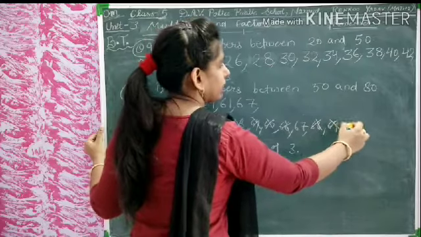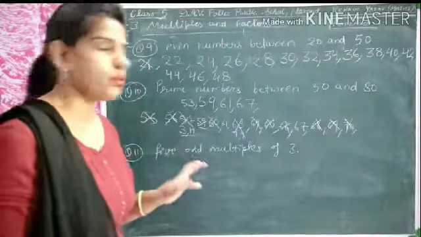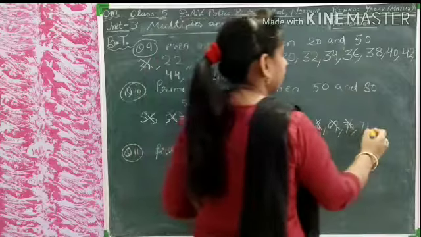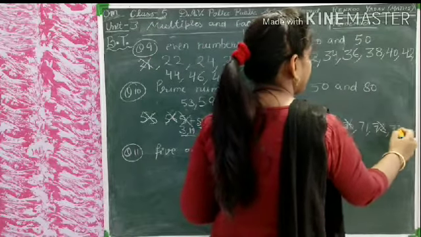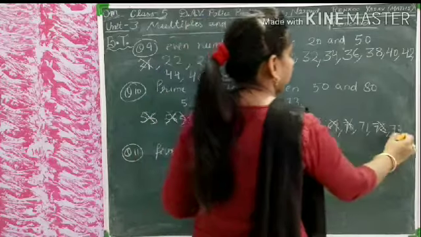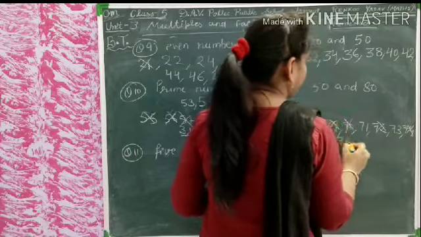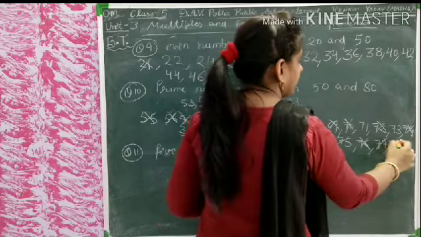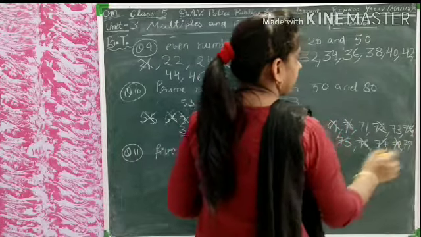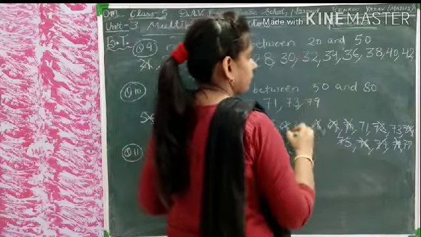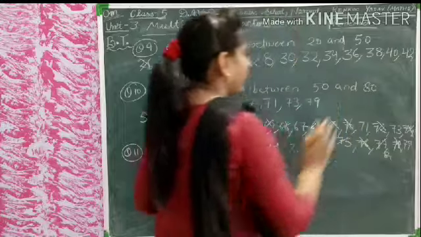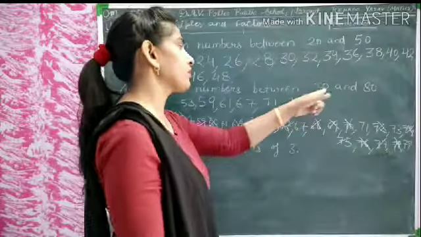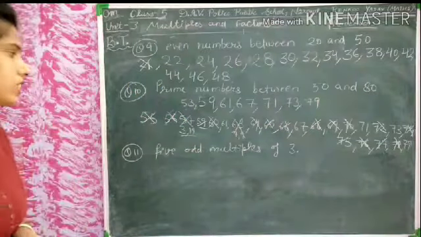70, even number, not possible because it is divisible by 2. 71, yes, this is a prime number. 72, no, even number. 73, yes, it is possible. 74, no. 75, no, divisible by 5. 76, it is an even number. 77 is divisible by 7 and 11. 78, it is divisible by 2. 79, yes, it is possible. And 80, between 50 and 80, so we will not count the 50 and 80. Is this clear, students? Now we will go to question 11.